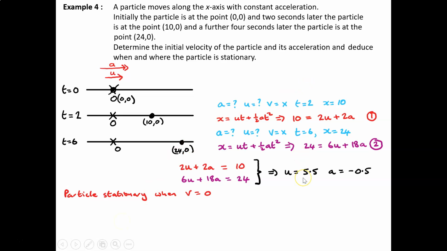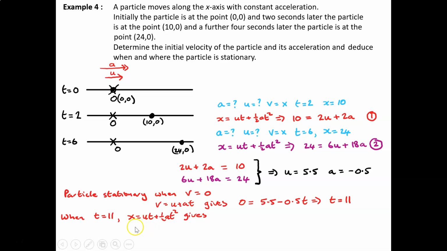So particle is stationary when v is not. So we've worked out the initial velocity and the acceleration, deduce when and where the particle is stationary. So stationary when v is equal to 0. So using an equation with v equals u plus at, and we get 0 equals 5.5 minus 0.5 times t, rearranging, and we get t is equal to 11. So t is 11. We need x, when and where. So we've done the when. The where using x is ut plus a half at squared.